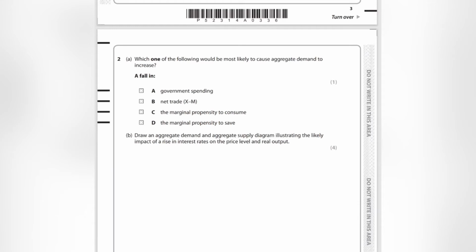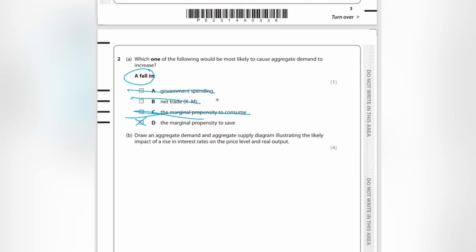Okay, which one of the following would most likely cause aggregate demand to increase? So a fall in government spending, no. Net trade, no. Marginal propensity to consume, no. So the answer must be D.